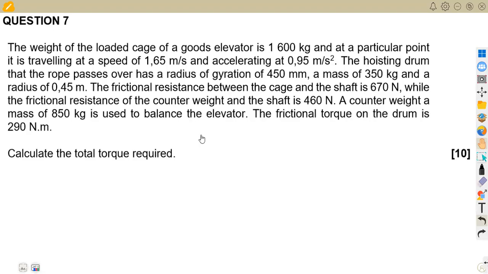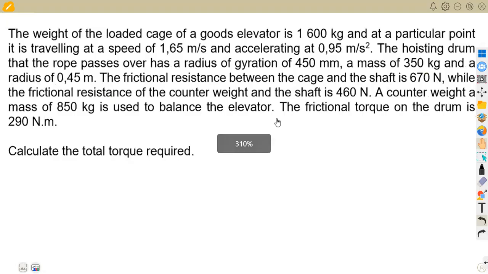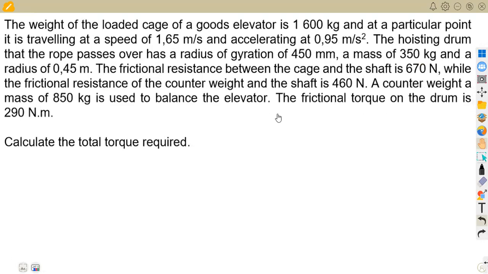In this case, we shall be focusing on the elevators. That is the question paper of April 2023. So that is 10 marks for everything. As we can see, this question consists of 10 marks. So we shall try by all means to see what exactly we are given and how we are supposed to answer such typical questions. Okay, in this case, we are given the weight of a loaded cage.